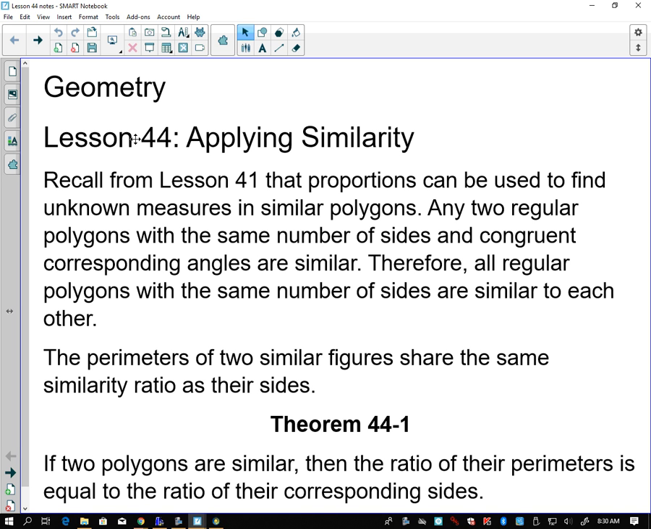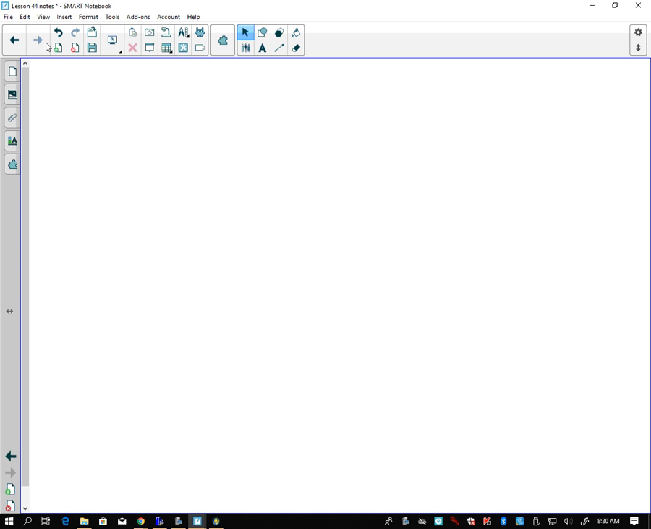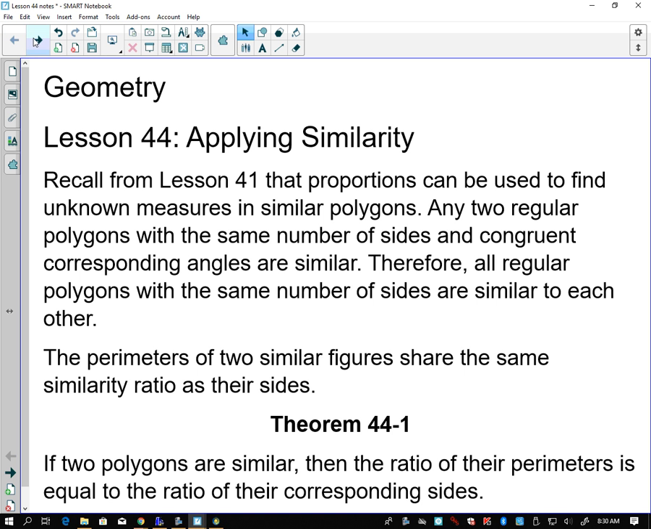The perimeters of two similar figures share the same similarity ratio as their sides. So if I know what the similarity ratio is, the perimeter shares that same scale factor. If two polygons are similar, then the ratio of their perimeters is equal to the ratio of their corresponding sides. Is that it? Seems to be it. Let me double check that there's nothing else I forgot to list. Nope, that's it. So let's look at some questions.